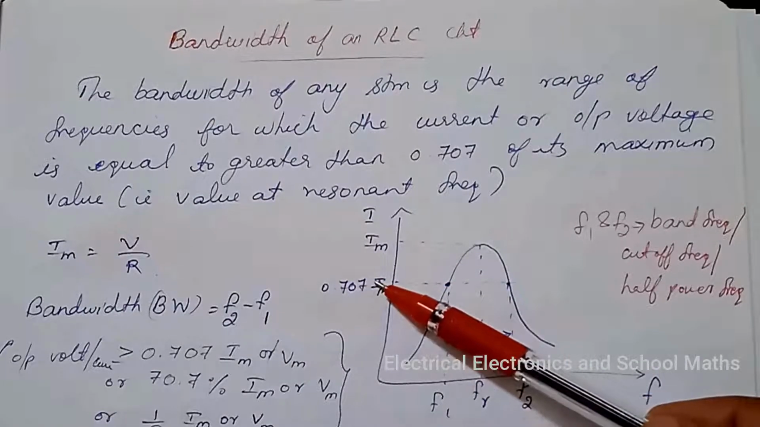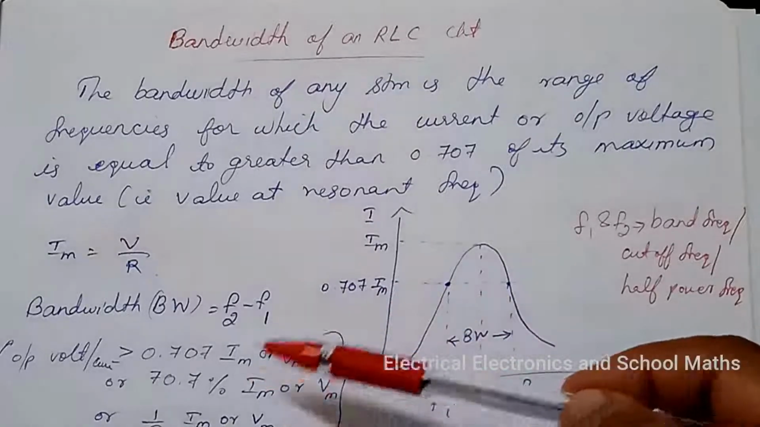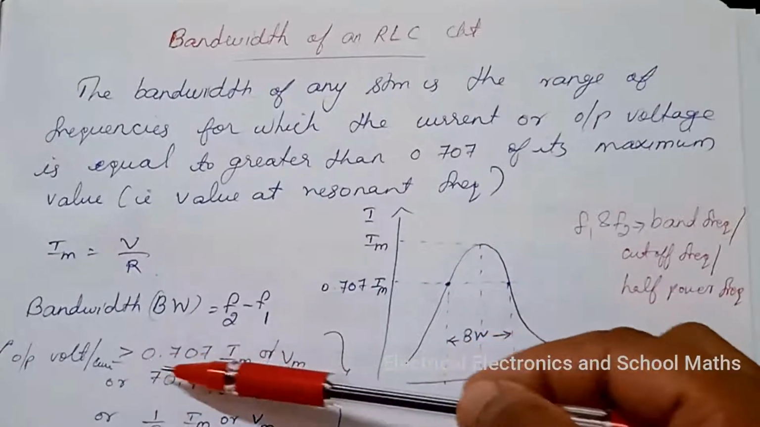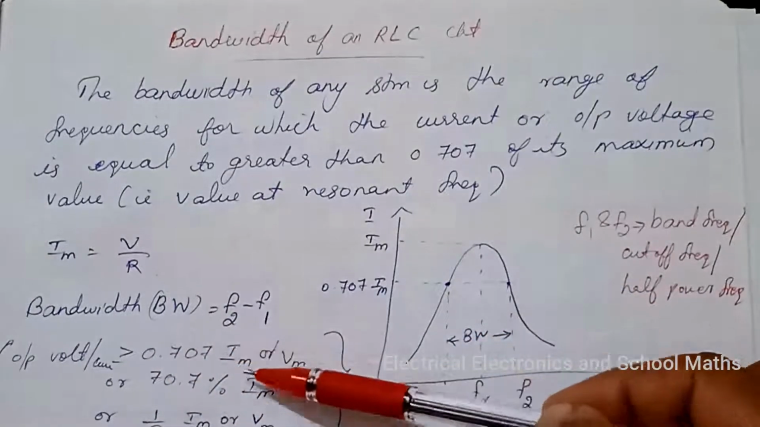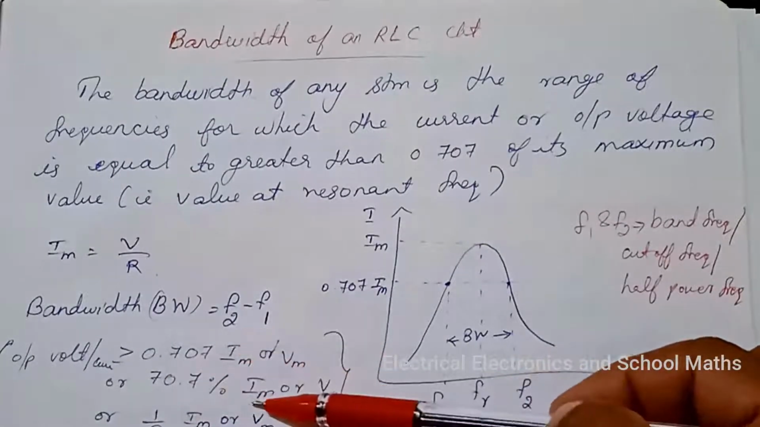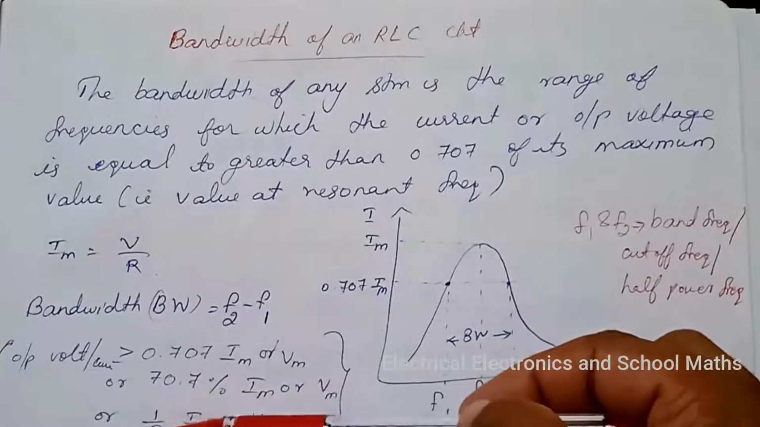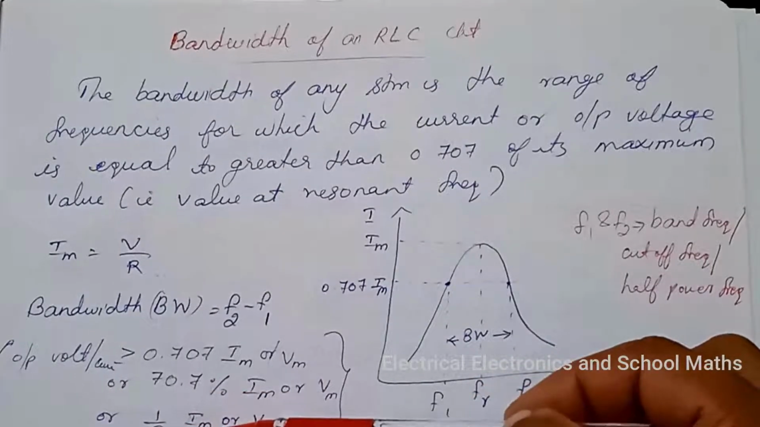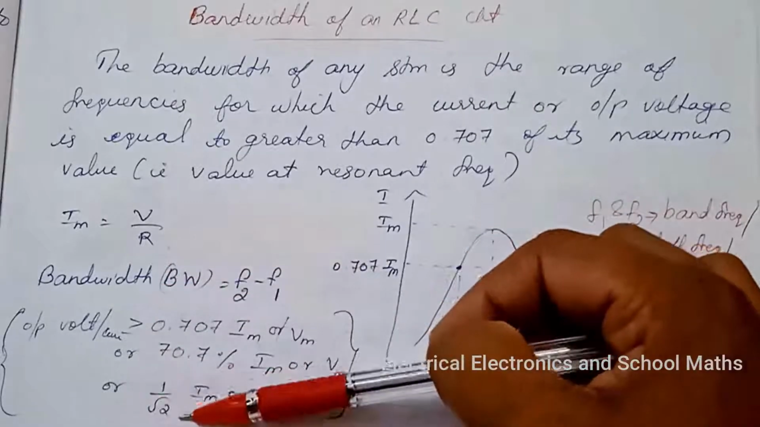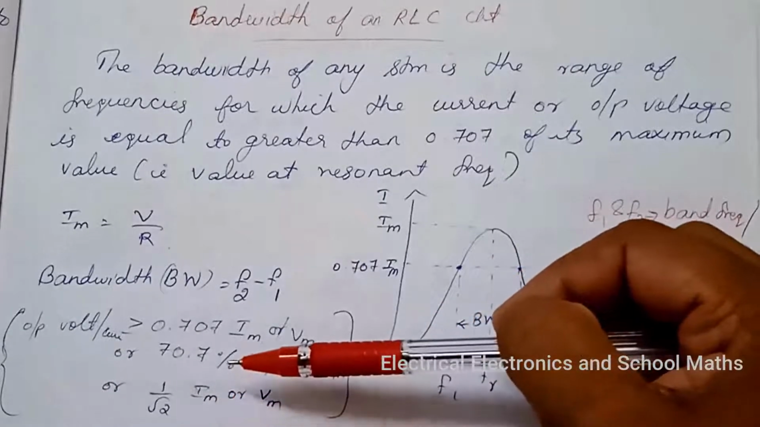So the bandwidth is the range of frequencies for which the current is greater than or equal to 0.707 times the maximum value, or 70.7% of Im, or we can say 1 by root 2 times the maximum value of current or voltage.